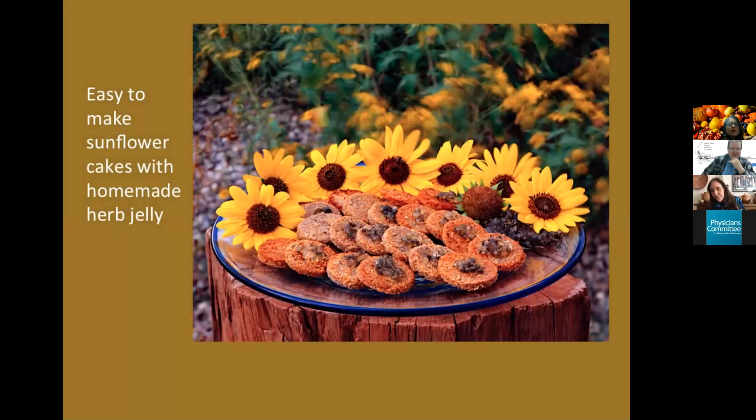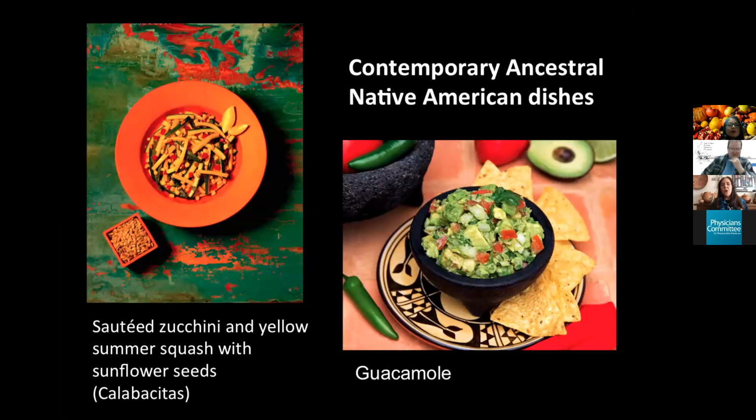Here's the sunflower cakes. So just sunflower, water, and this is with an herb jelly. This is a sunflower cake, very easy to make. Again, foods that represent who we are. Here we see a delicious guacamole. These are contemporary versions of ancestral food. And there again is that amazing calabacitas.